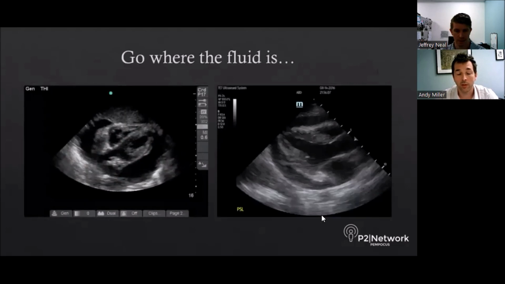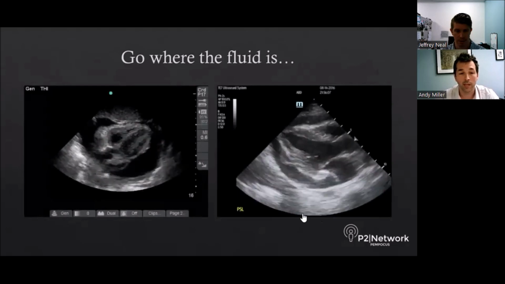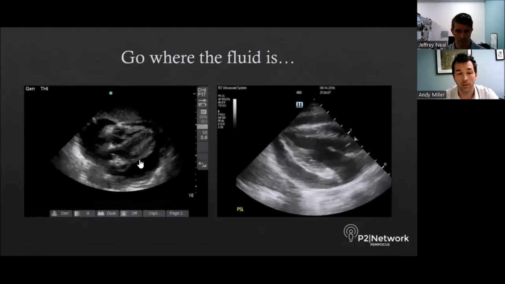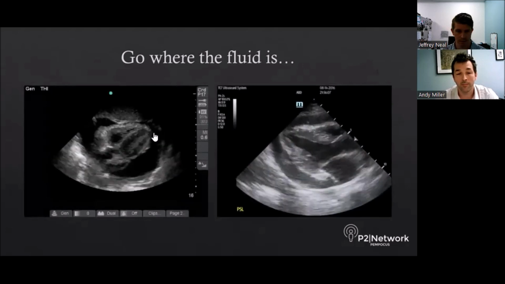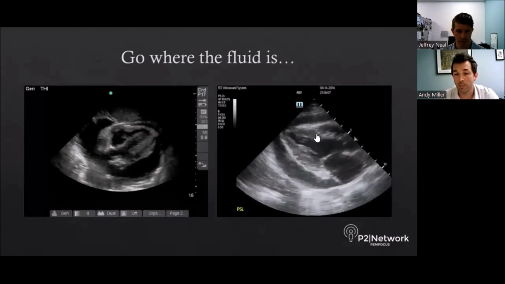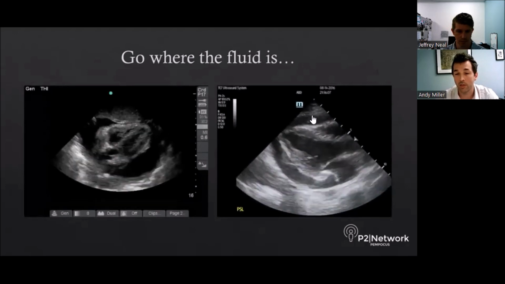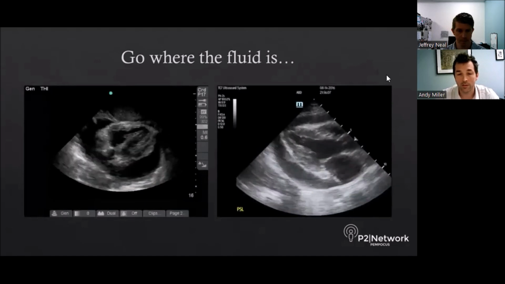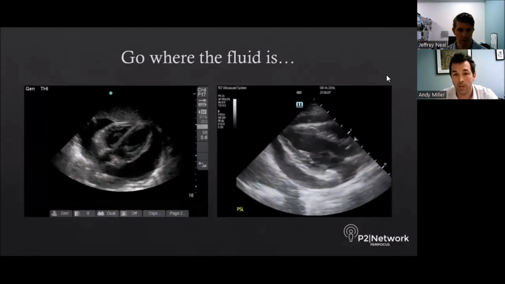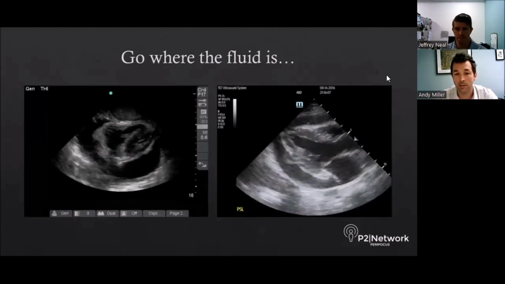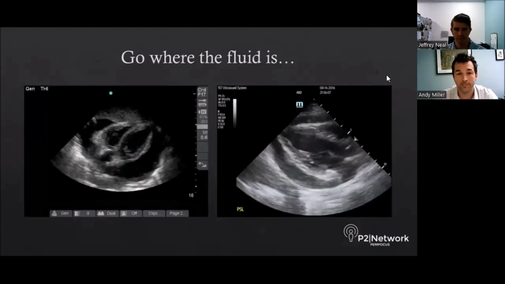So what is discussed frequently is the subxiphoid approach, which you can see on the left side of the screen as an image showing a subxiphoid pericardial effusion. However, on the right side of the screen, you can see a parasternal long axis view showing a circumferential pericardial effusion. And the goal of this is to essentially approach the patient and the procedure in which you can best access the fluid that is seen on your patient.